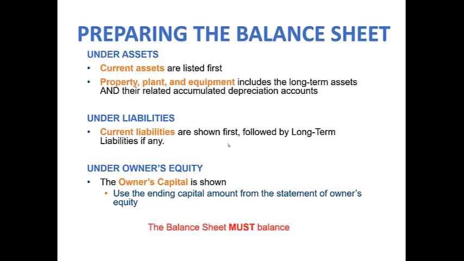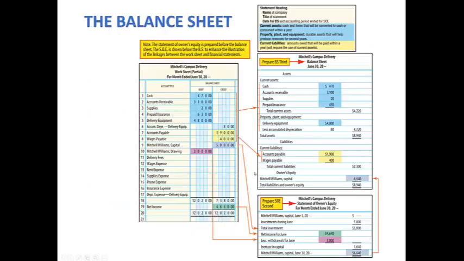And then under owner's equity, we're still going to have our owner's capital, which shows the ending balance that came from the statement of owner's equity. And remember, your balance sheet has to balance. So assets have to equal liabilities plus the owner's equity. And just by using our worksheet, we can complete the statement of owner's equity and the balance sheet.